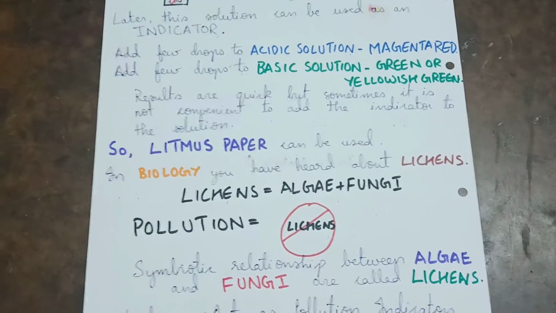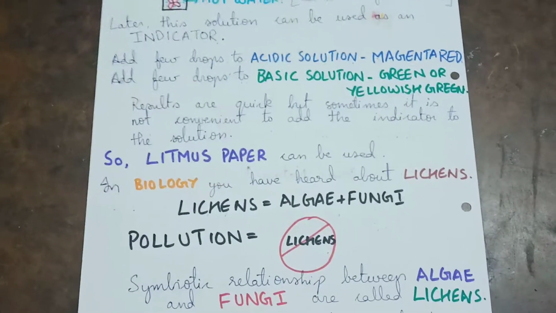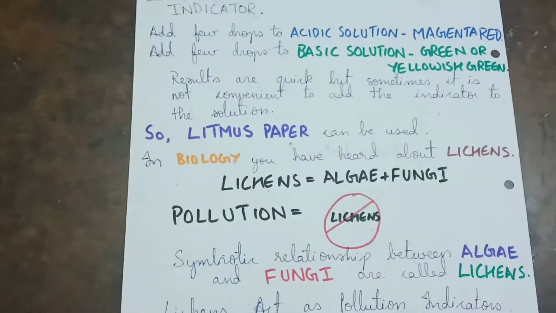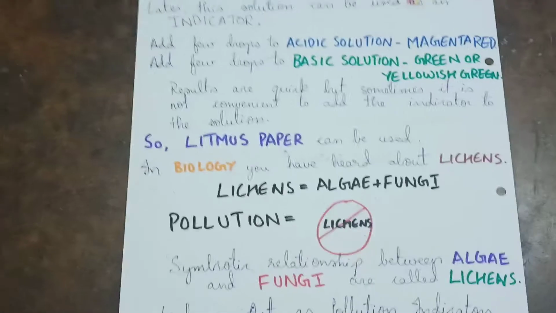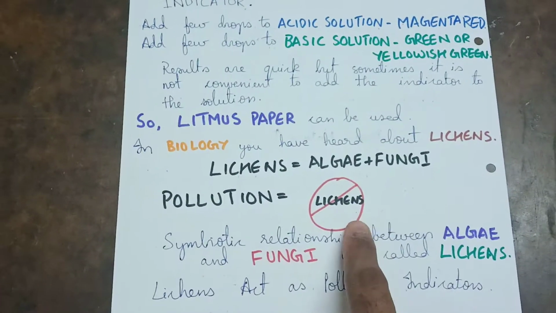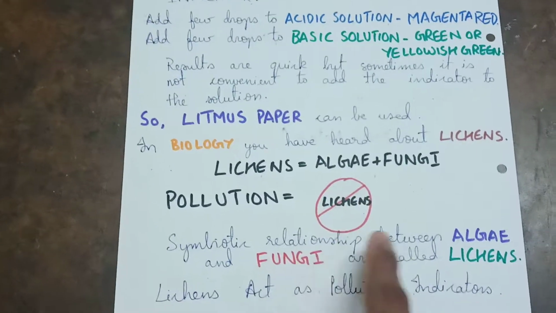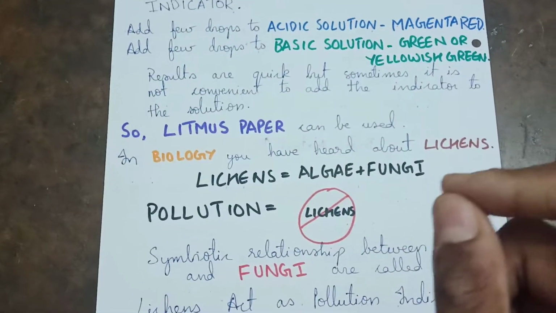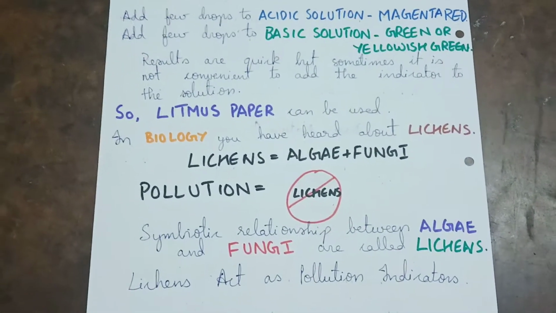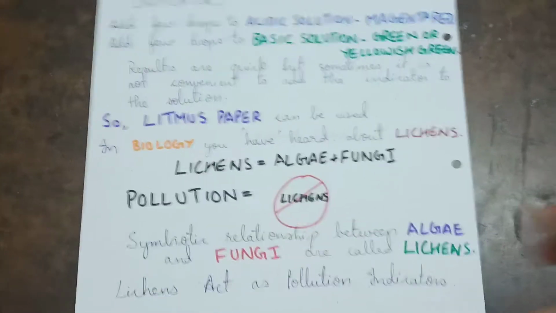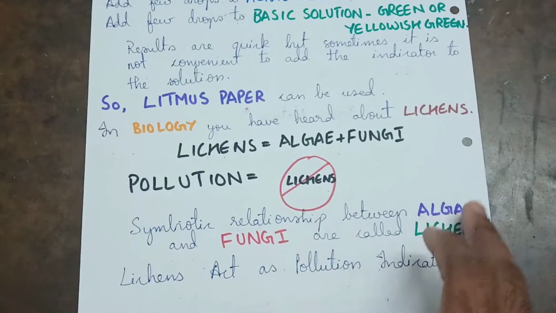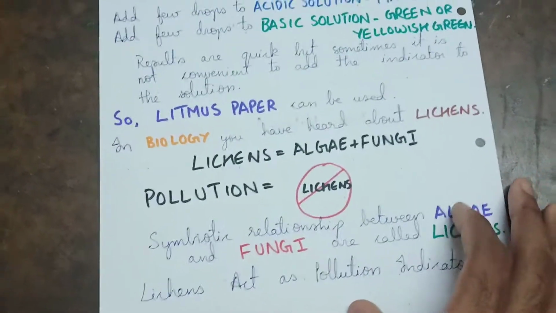In biology, you must have heard about lichens. Lichens are a symbiotic association between algae and fungi. Where there is pollution, lichens cannot grow, because lichens act as pollution indicators. Lichens only grow in a non-polluted area. If the area is very polluted, lichens cannot grow. Once again, the symbiotic relationship between algae and fungi is called lichens.